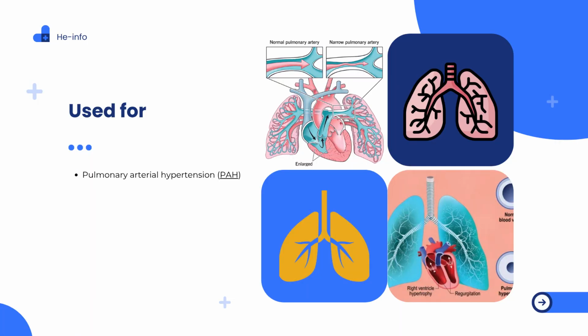What is Opsumit Macitentan used for? Opsumit Macitentan is specifically approved for the treatment of pulmonary arterial hypertension, PAH, in adults. It is designed to improve the ability to exercise, slow disease progression, and enhance quality of life for people living with this chronic lung condition.